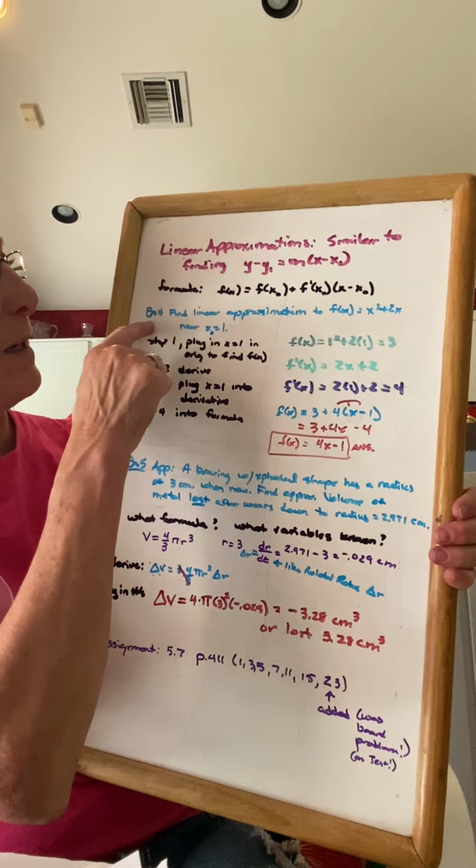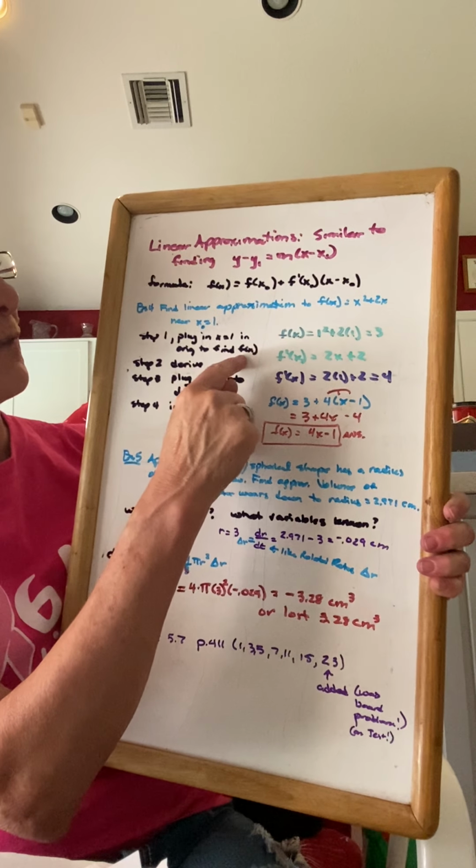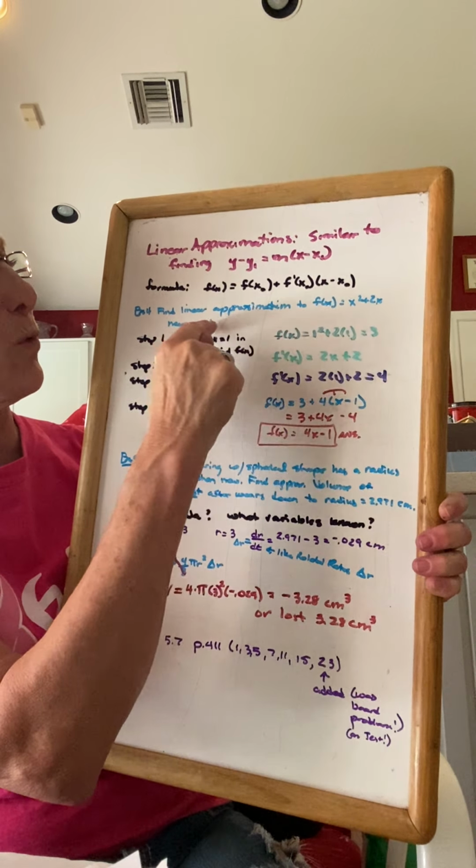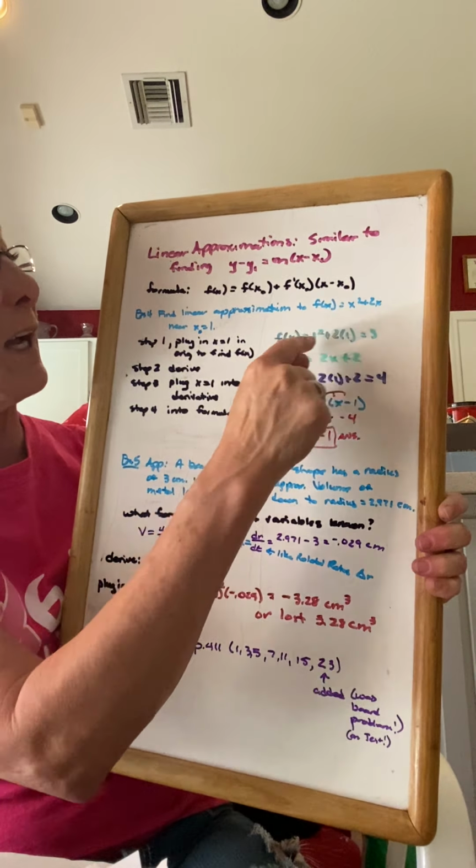Example 4. Find the linear approximation to f of x equals x squared plus 2x near x equals 1. And that's x sub 0. I added the x sub 0. In their lesson part, they don't have that as x sub 0, so you might want to put that as x sub 0. So I put steps. Plug x equals 1 into the original to find f of x. So I plugged in 1 into that. 1 squared plus 2 times 1 is 3. So f of x is 3. F of x is that part of the formula.